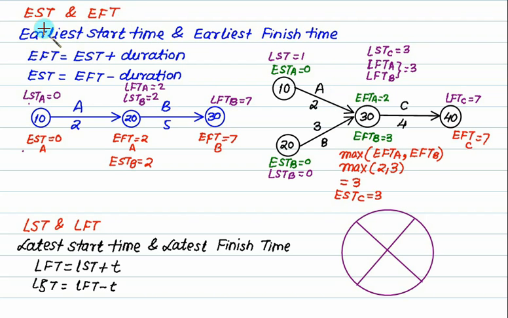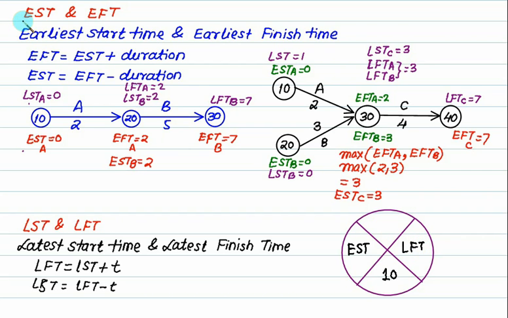All the information, EST, EFT, LST, is given in the node by dividing the node into 4 parts. One space is reserved for the node number, so this will be filled up as 10 or 20 or 30. This one is reserved for the earliest start time. And this one is reserved for the latest finish time.